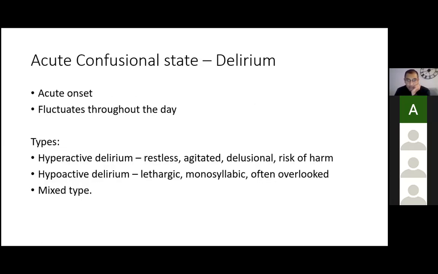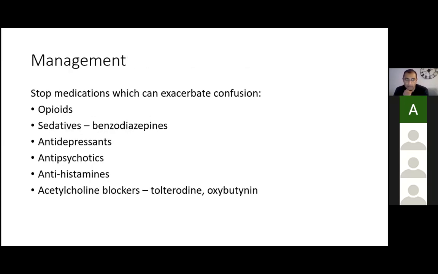So delirium is basically an acute confusional state, acute onset, and it fluctuates throughout the day. So you've got three types. You've got your hyperactive delirium, so the restless, agitated, delusional, risk of self-harm, and hypoactive, where they're lethargic, monosyllabic, and again, you can get a mixed type. So again, you start off, you might want to stop any medications that might be exacerbating this. So classic ones are opioids, sedatives such as benzos, antidepressants, antipsychotics, antihistamines, acetylcholine blockers.